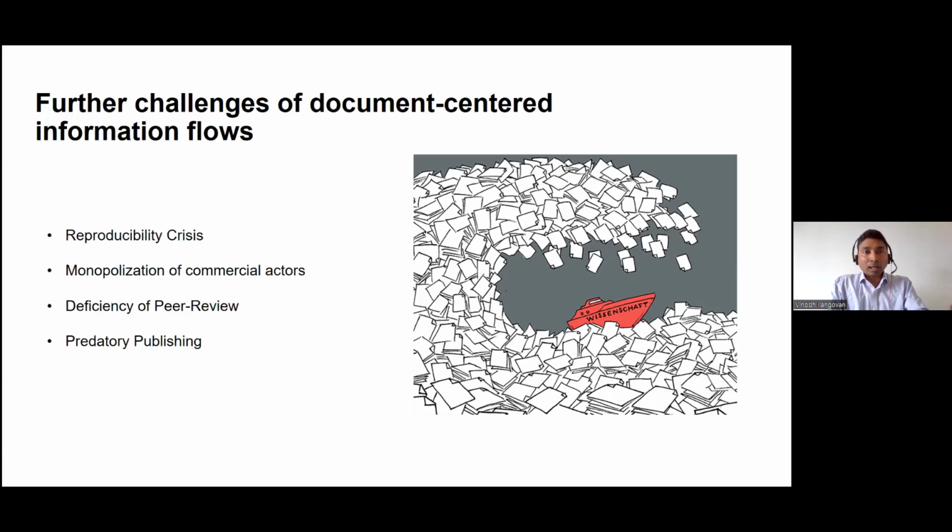Other challenges of the document-centric information flow include the reproducibility crisis, where research done by one group of researchers is not reproducible. Some fields are trying to address that more than others. There's also monopolization by commercial actors, because they provide a template for the document and not for the content, which is still produced by the scientific community. There's also deficiency in peer review, because it's very difficult to find peer reviewers for a particular niche subject. And there are problems of predatory publishing, just to name a few.